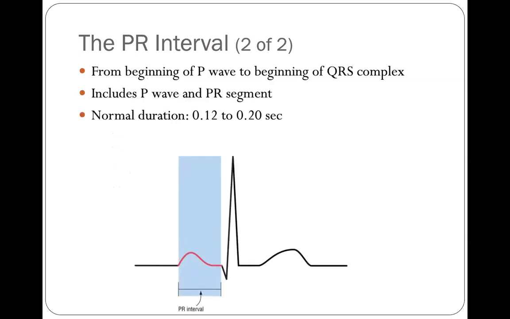So the PR interval begins at the beginning of the P wave, and it ends at the beginning of the QRS complex. And the normal duration is 0.12 to 0.20. That is a time frame that you need to be very familiar with. We will be dealing with this time frame in almost all of our EKG classes from here on out. So start committing to memory now that the PR interval is a time frame between 0.12 and 0.20 seconds. If it's less than 0.12, it lets us know there's an issue, and if it's greater than 0.20, it lets us know that there's an issue.